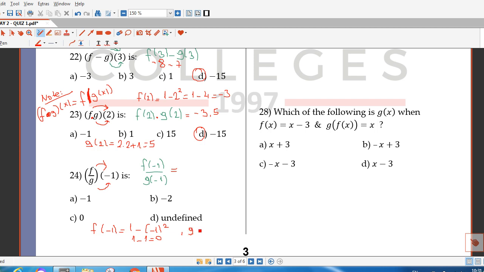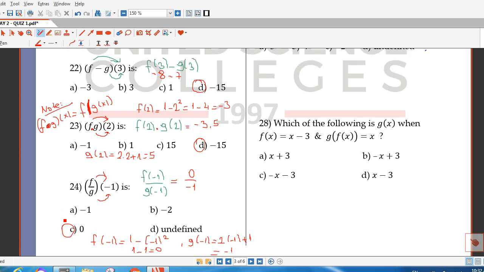g of negative 1 is twice of negative 1 plus 1, which is negative 1. If I write 0 over negative 1, it is 0. The answer to 24 is C.